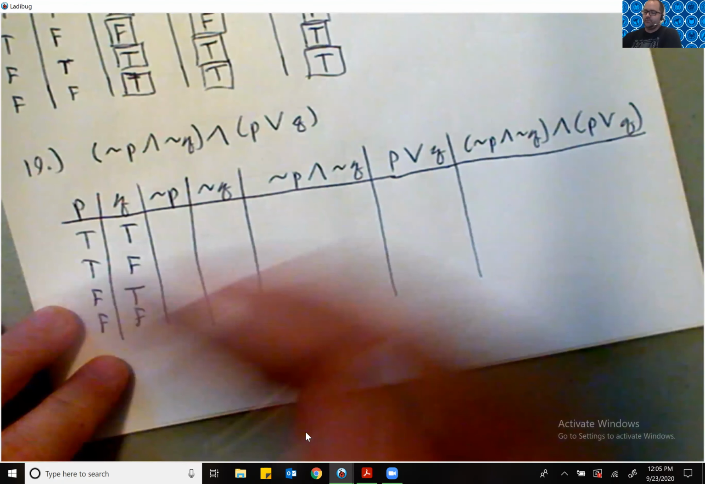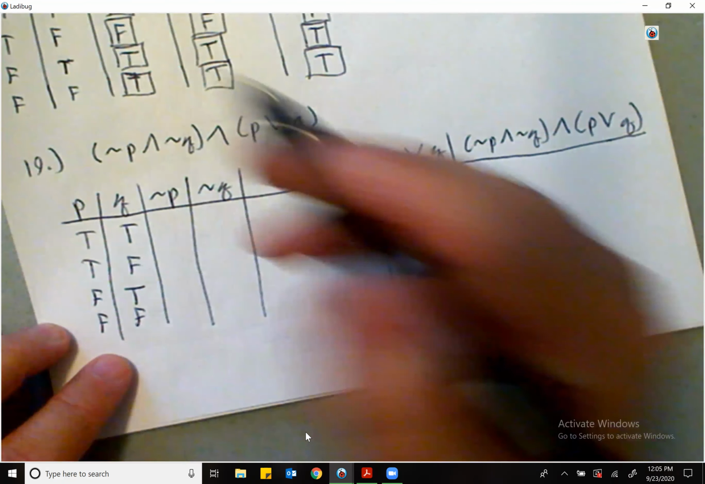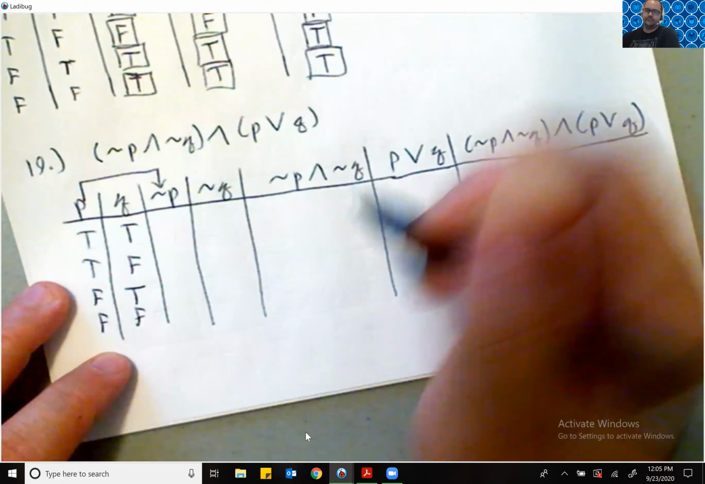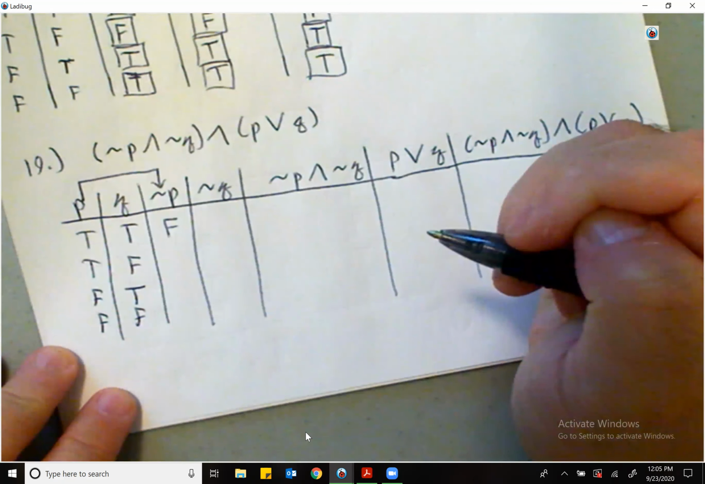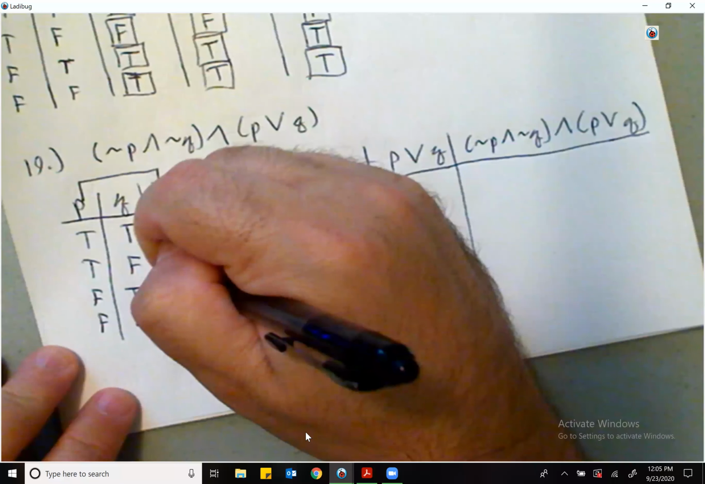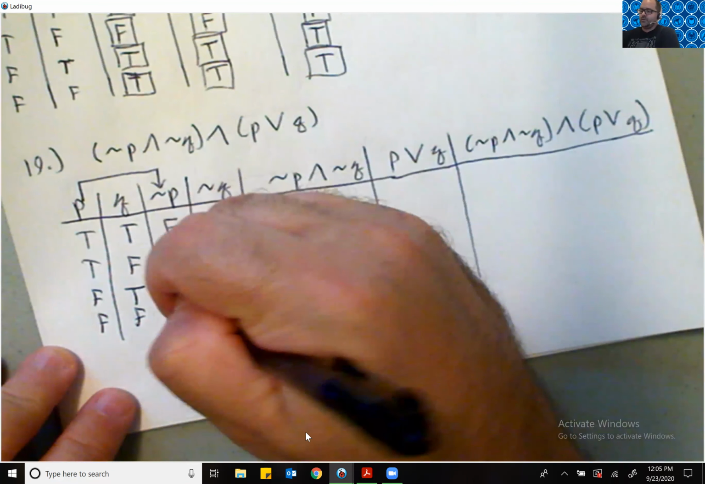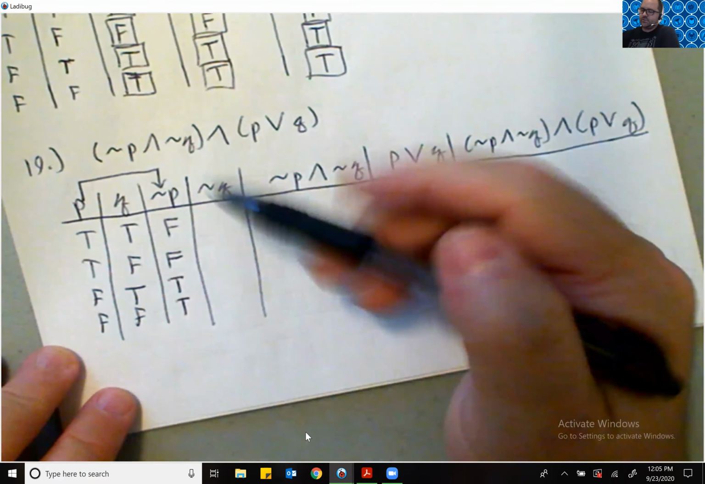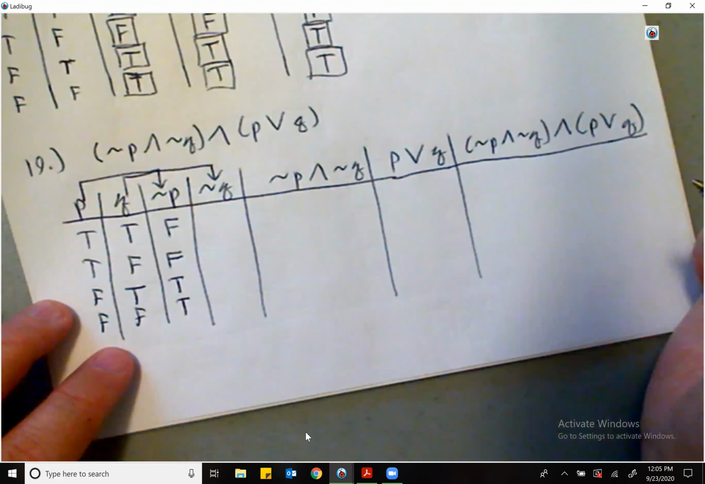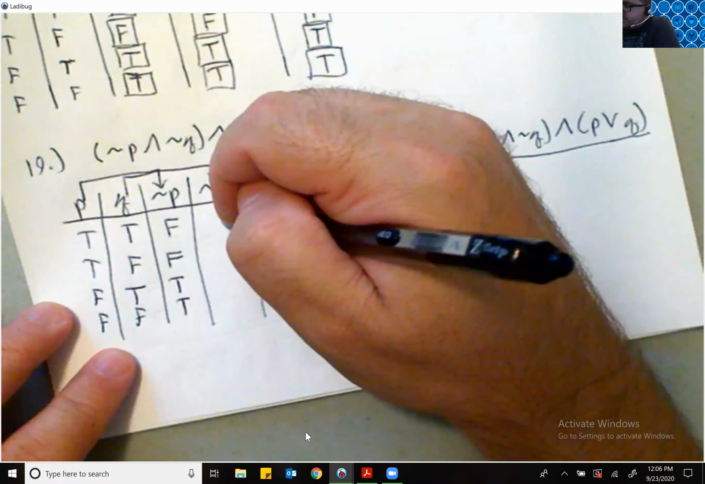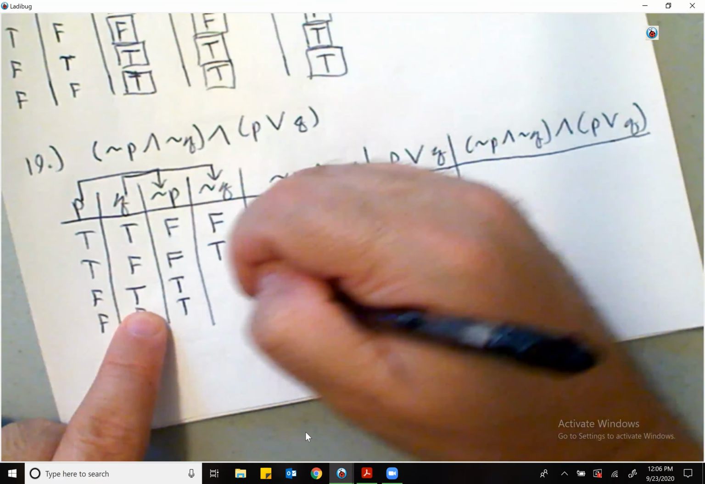So let's talk about negate P. Which column are you going to look at? The first one. So what do we get in our column? False. False. And next to it, true. And then we'll use Q. And for Q, it's false. Okay. True. False. Perfect. True.